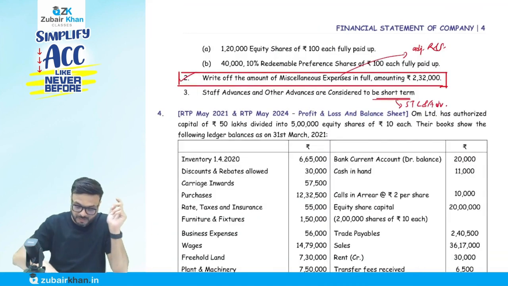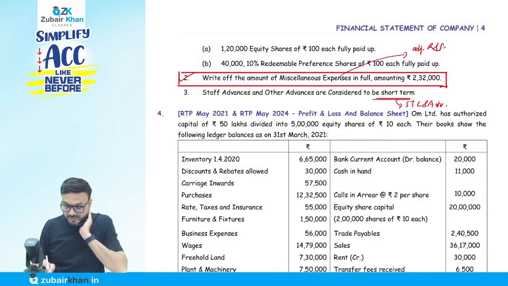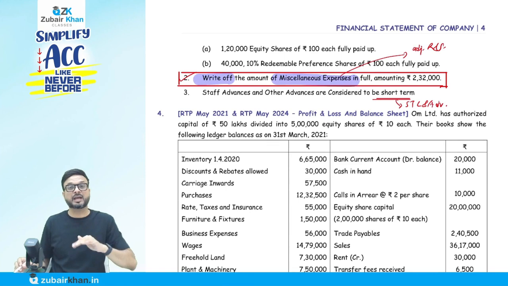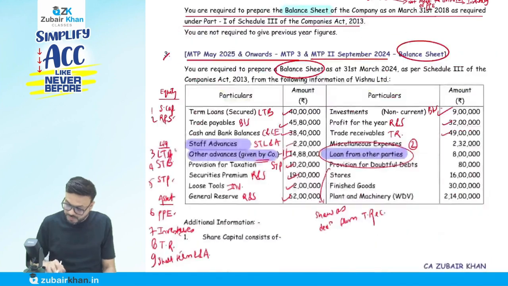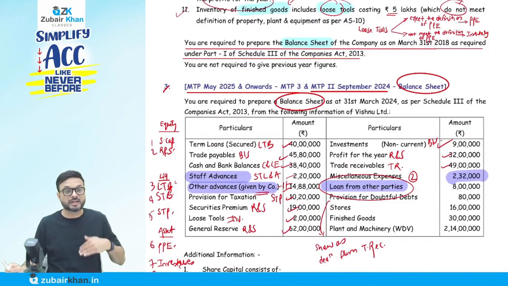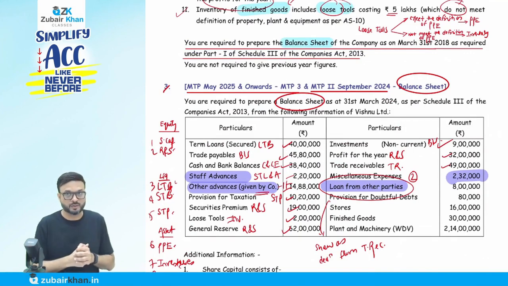It is also mentioned in point number 2 that they say write off the amount of miscellaneous expenses in full, amounting to rupees 2 lakh 32,000. Write off means cancel it. So the miscellaneous expense has to be cancelled that year. What is the amount of miscellaneous expense? 2 lakh 32,000. So it has to be cancelled. It is an expense. So how to cancel it? By reducing the profit.